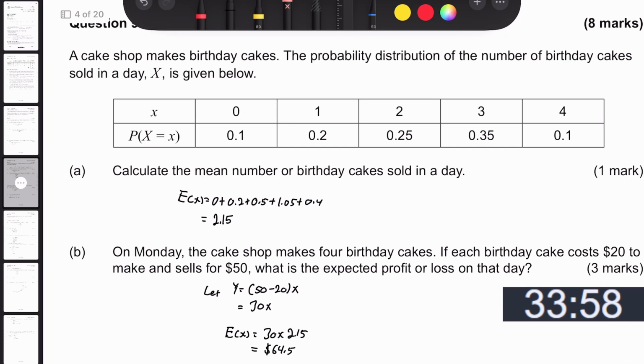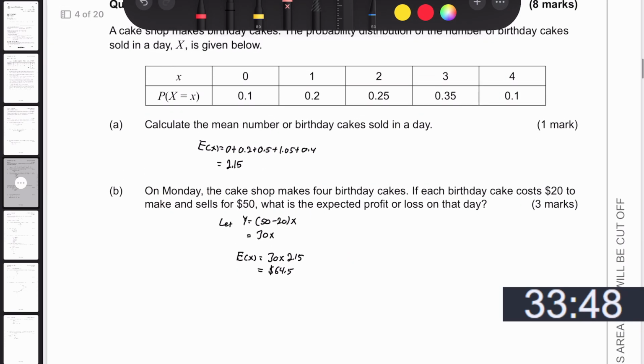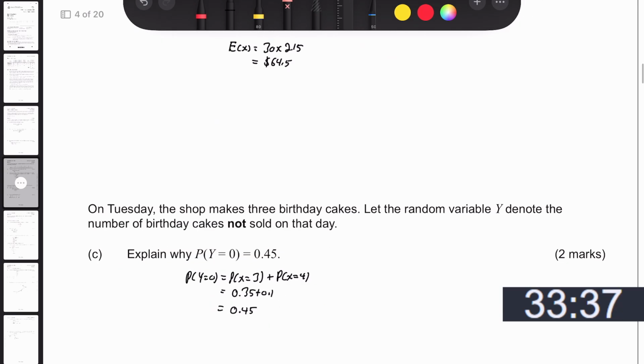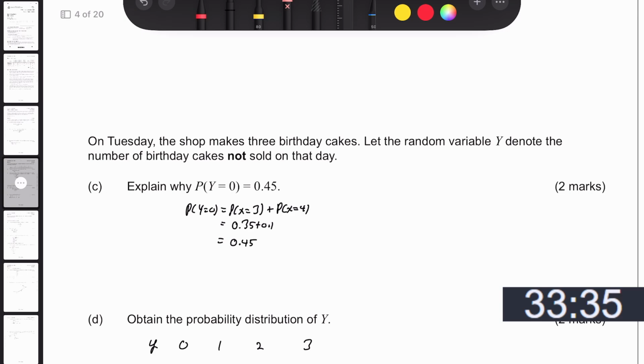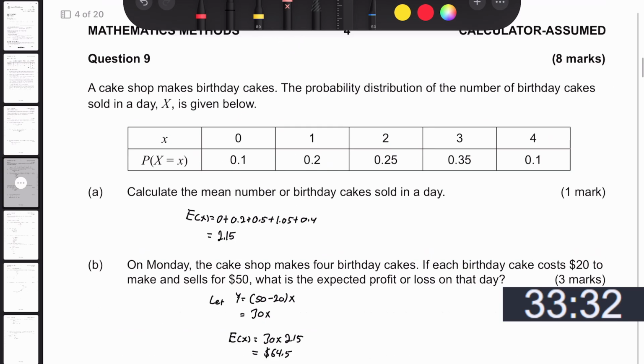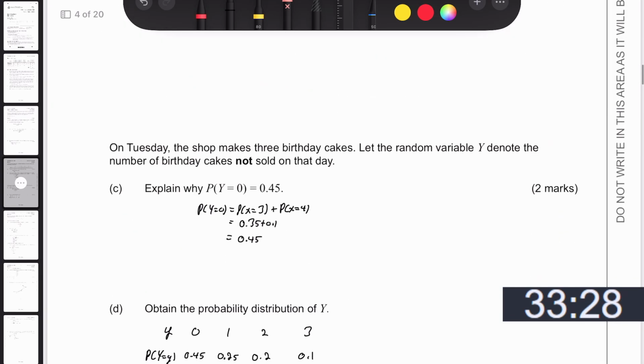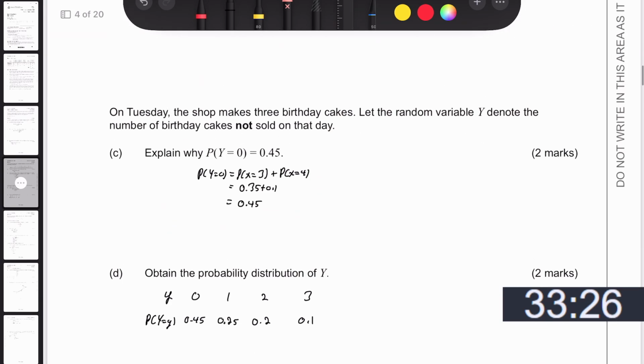Mean number of kicks sold in a day, so 0 plus 0.2 plus 0.5 plus 3 times 0.35 plus 0.4. If each kick costs $20 to make and sells for 50, what is the expected profit or loss in that day? So 30 times 2.15 is 64.5. Explain why P is 0 equals 0. Boom. You have 1, 3, 5.